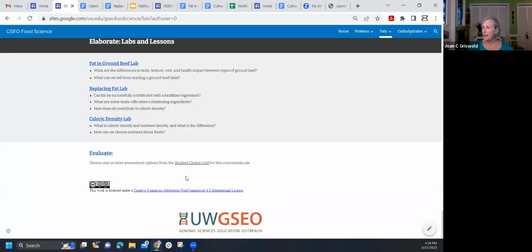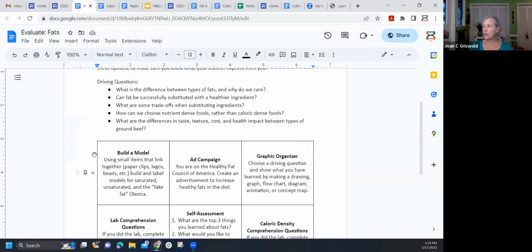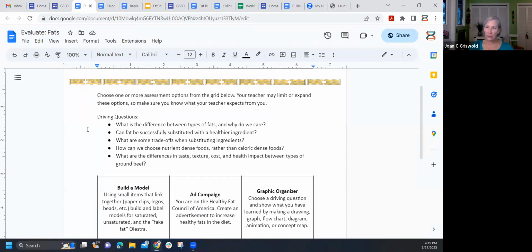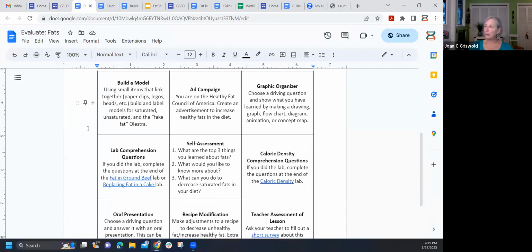All right, so then for the evaluate, I'll show you one of these. It's a student choice grid, and there's something similar for each of the other macromolecules, where students go back to the driving questions and then can answer some or all of them depending on what you ask them to do. And then they can build a model or make an ad campaign or a graphic organizer. There are just a number of ways that they can show what they know. Feel free to add your own.